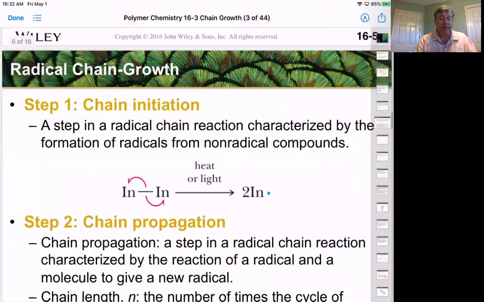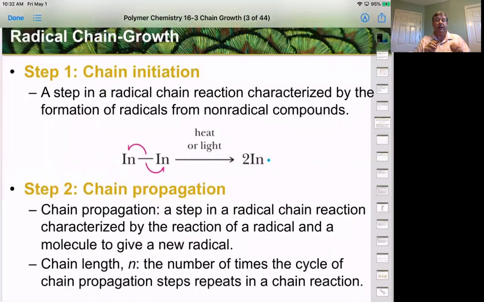Okay, so the first step in our chain growth mechanism is the initiation step. That is the generation of the radical, and we typically use an initiator, a nonpolar bond that we can break apart that has two electronegative atoms. So we can do it with chlorine, we can do it with oxygen. Oxygen is one of the really common ones. And so we need an oxygen-oxygen bond.